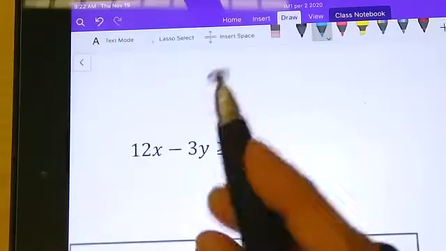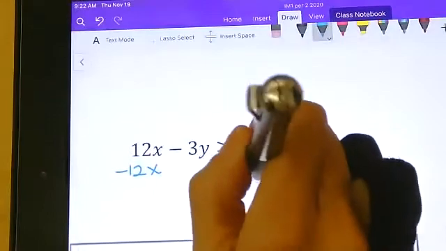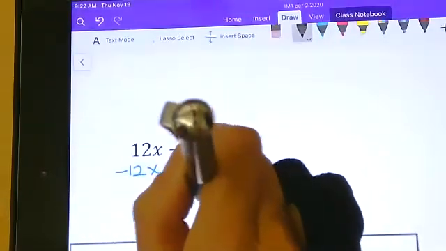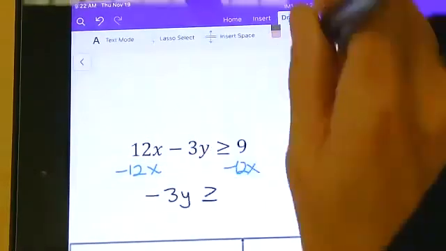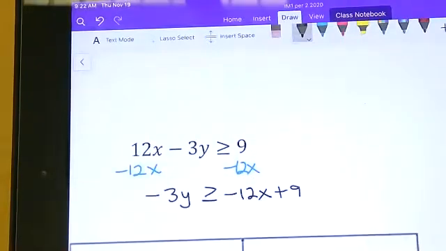Okay, so I'm going to subtract 12x from both sides. And that's going to give me negative 3y is greater than or equal to negative 12x plus 9. So move the 12x to the other side.